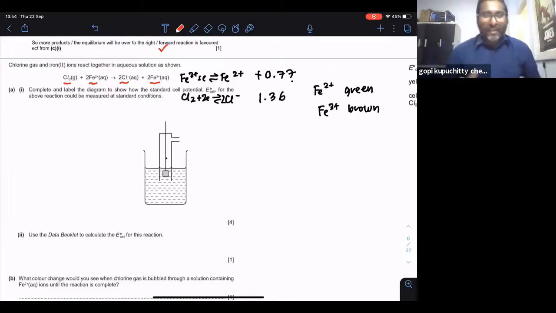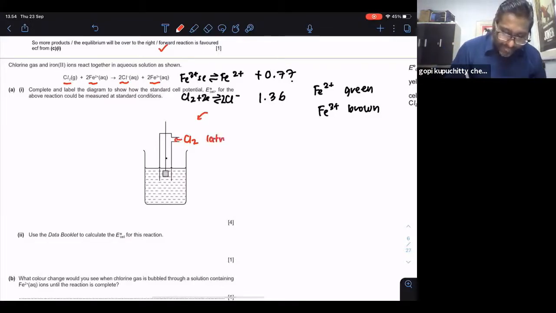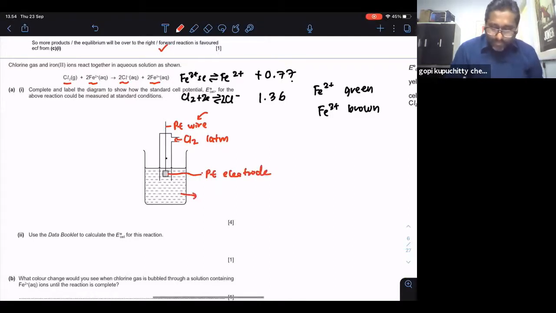So therefore, when they ask you to complete, this one is already in the question paper. Of course, this one belongs to Cl2, because iron is going to be ion-ion. So the Cl2 will come in at 1 atmospheric pressure. This is going to be your platinum wire, and this is going to be your platinum electrode. And do remember, this is Cl2, so it must be Cl-, or you can say maybe I'm going to use HCl, or NaCl, up to you.